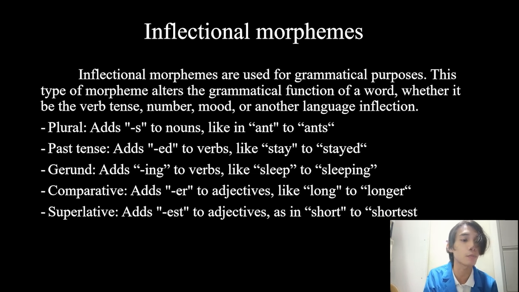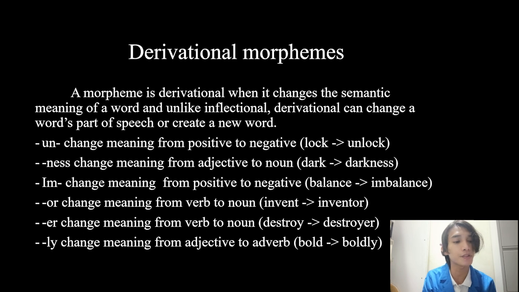And we go to derivational morphemes. A morpheme is derivational when it changes the semantic meaning of a word. And unlike inflectional, derivational morphemes can change a word's part of speech or create a new word. Un- changes meaning from positive to negative, like lock to unlock. -ness changes an adjective to a noun, like dark to darkness. Im- changes meaning from positive to negative, balance to imbalance. -or changes a verb to a noun, like invent to inventor, and destroy to destroyer. And then the last one, -ly, changes an adjective to an adverb, from bold to boldly.